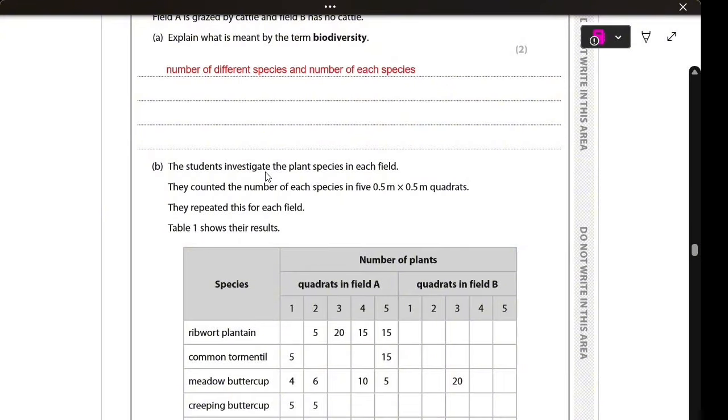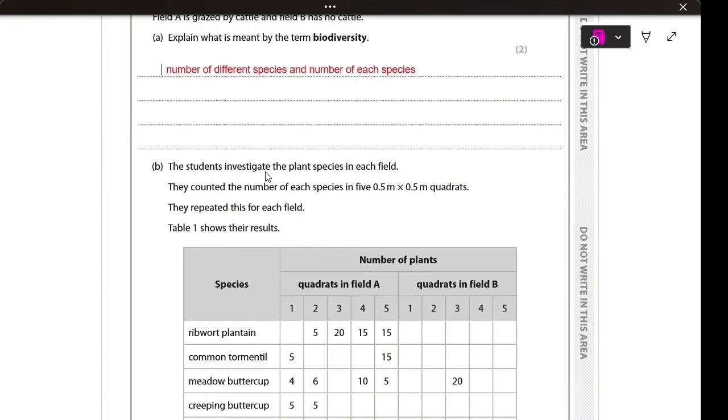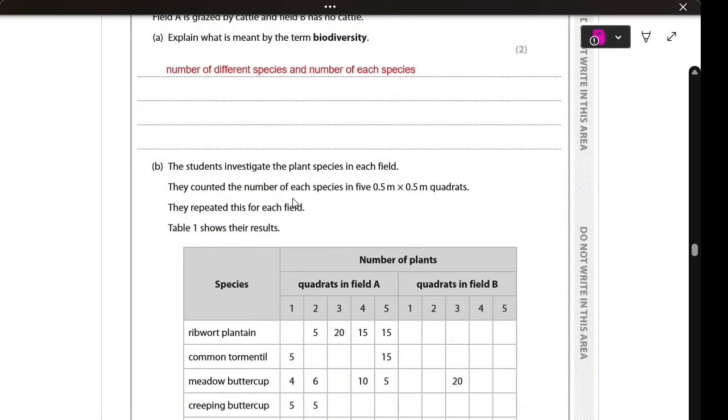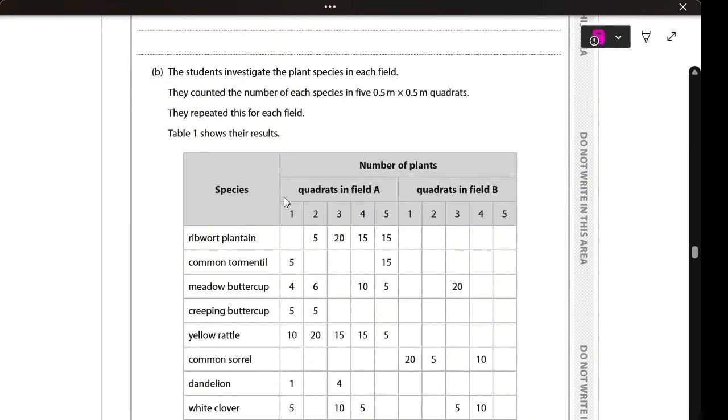In part B, the student investigates the plant species in each field. They counted the number of each species in a 0.5 meter by 0.5 meter quadrat. They used the quadrat, repeated five times, and investigated the number of each species present in each field. So this is the result. This is field A, repeated five times, and these are the species and numbers present in both fields. Let's analyze it quickly.